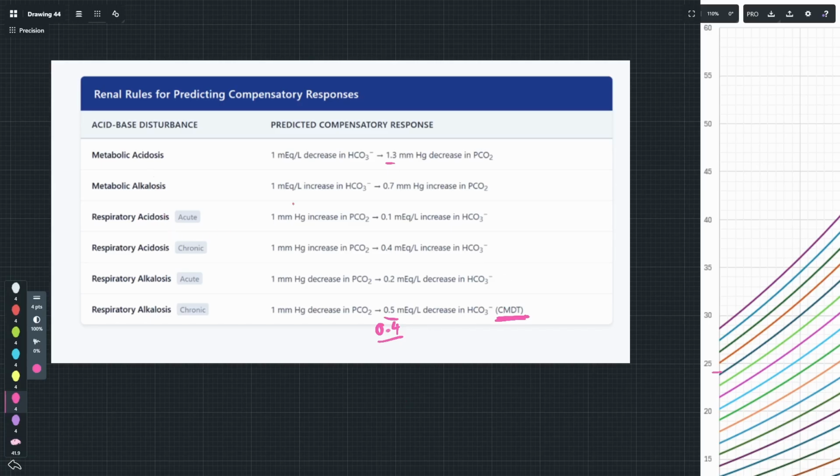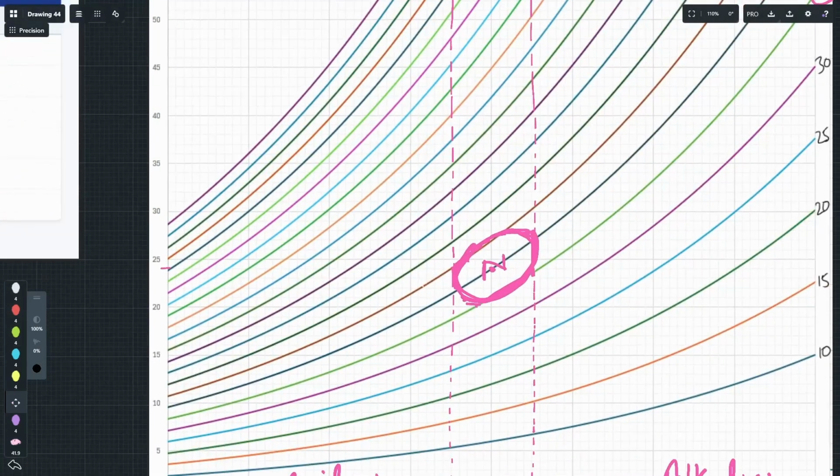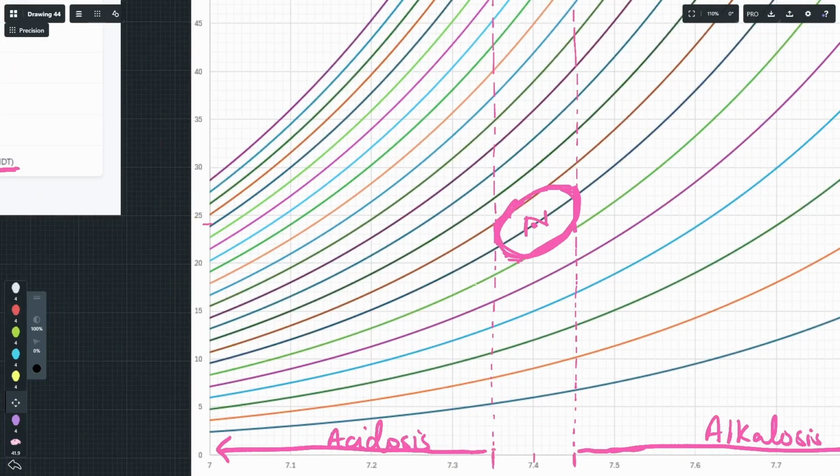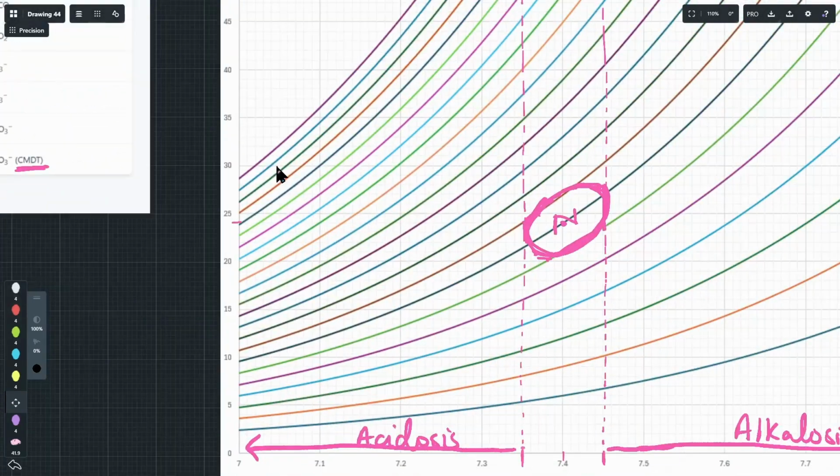The thing is, why is there a difference here in metabolic acidosis and metabolic alkalosis? First, let me describe what is going on, what this table is telling. For metabolic acidosis, what it is saying is that for 1 milliequivalent per liter decrease in bicarbonate, there is also a 1.3 mmHg decrease in PCO2. Let me show you on the graph what is going on. So it is talking about what? It is talking about metabolic acidosis.